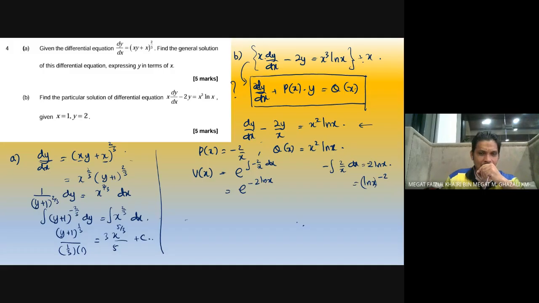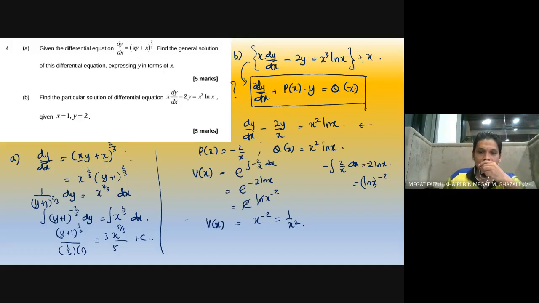Okay, it is e to the power of natural log of x to the power of negative 2. So these cancel each other, and it gives you x to the power of negative 2, or 1 over x squared. e to the power of ln x squared, or x to the power of negative 2, is x to the power of negative 2. It is 1 over x squared. Okay, this is our v(x).